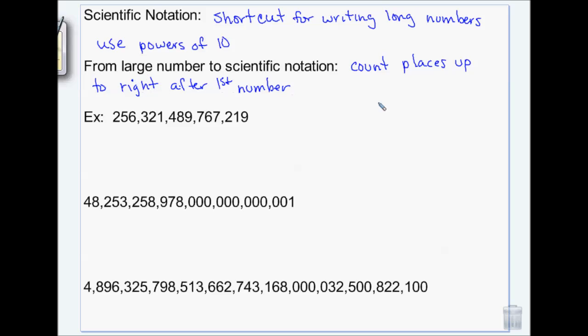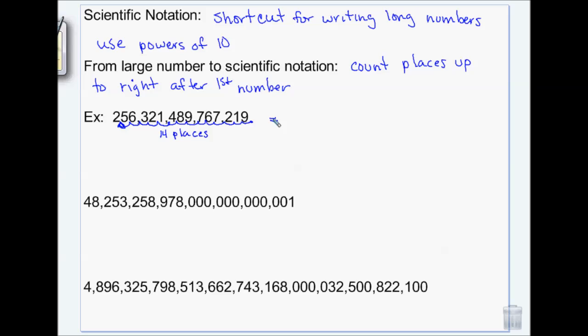Okay, so we're going to move the decimal. Right now the decimal is here at the end of the number, and we want to go here, right after the very first digit. And we're going to count how many places there are. So we go 1, 2, 3, 4, 5, 6, 7, 8, 9, 10, 11, 12, 13, 14. So there's 14 places.